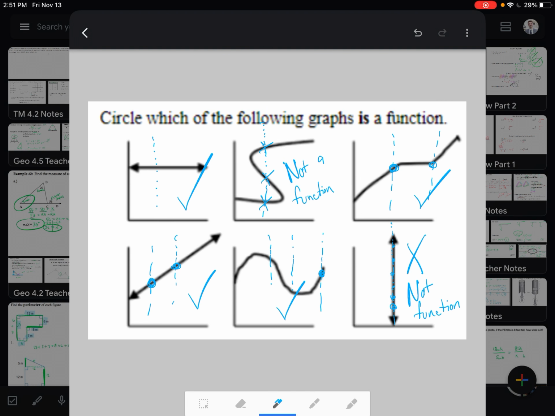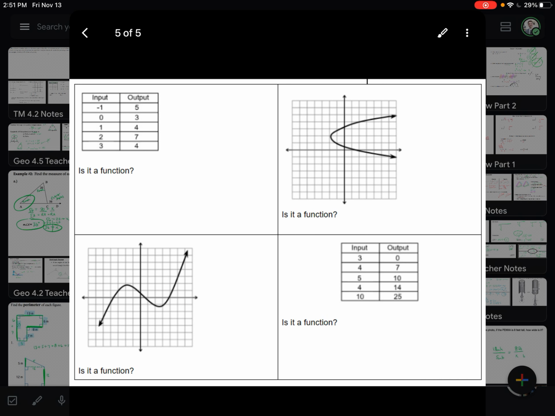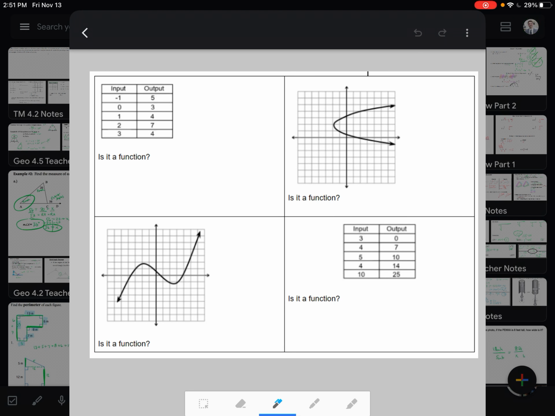Again, it can only touch 1 time when we draw a line straight up and straight down. So a line that is actually straight up and straight down is by definition failing the vertical line test. All right, so now another way that we can see that is not only on graphs, like we just did in the example above, but we can also see that from tables.